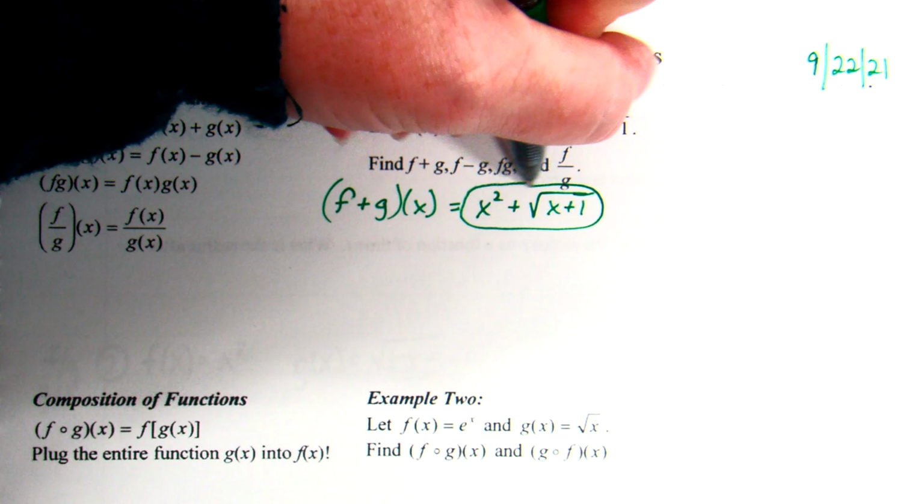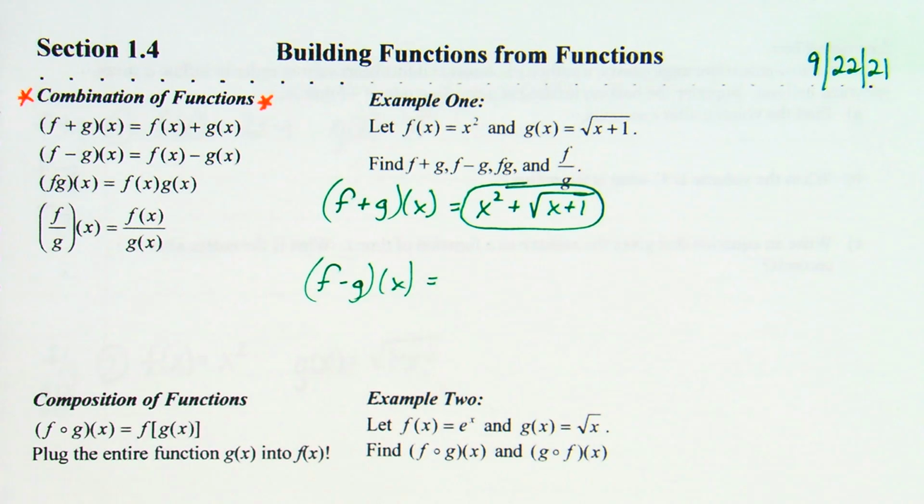Okay, so if that's f plus g, what about f minus g? X squared minus the square root of x plus 1. Okay. X squared minus the square root of x plus 1. Can I do anything else with that? Can't do anything else with it, can we? We're done right there.